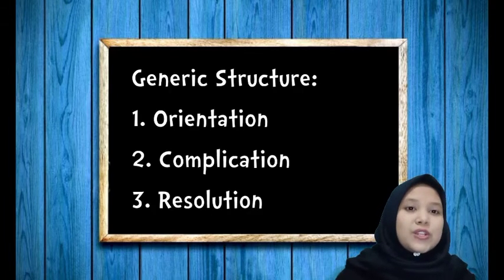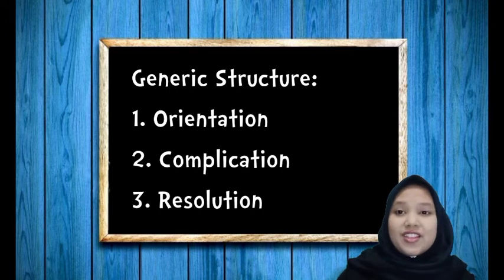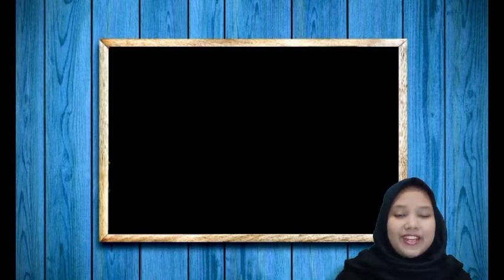So, the first step to teach is I ask the students to read the story, then ask them what they understand about the story. Also, I will explain the generic structure of the narrative text. They are orientation, complication, and resolution. The second, I ask my students the parts that show orientation, complication, and resolution. Then I order my students to identify the message of the story. The last step is I order my students to retell the story based on their understanding.